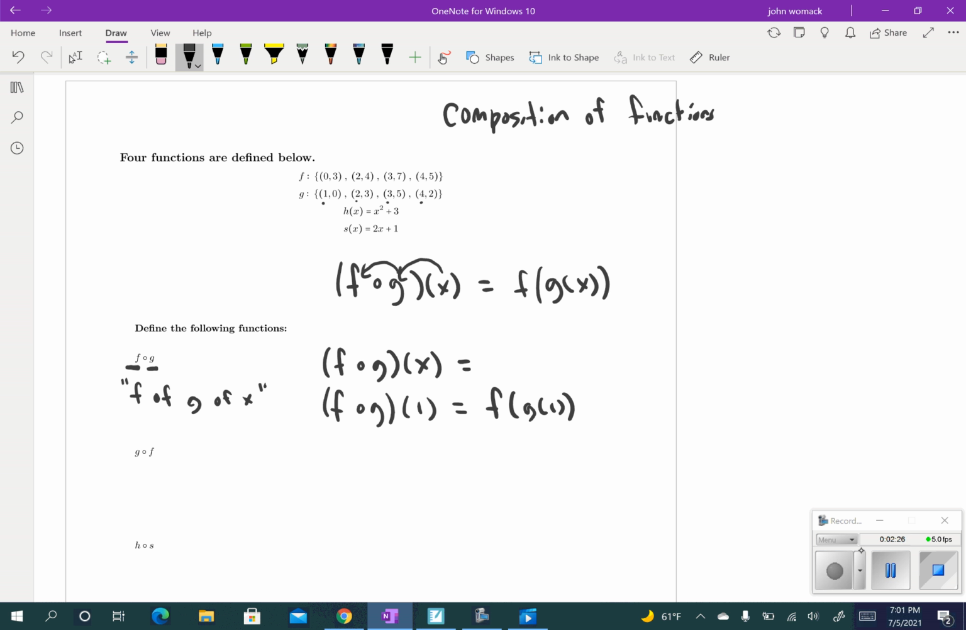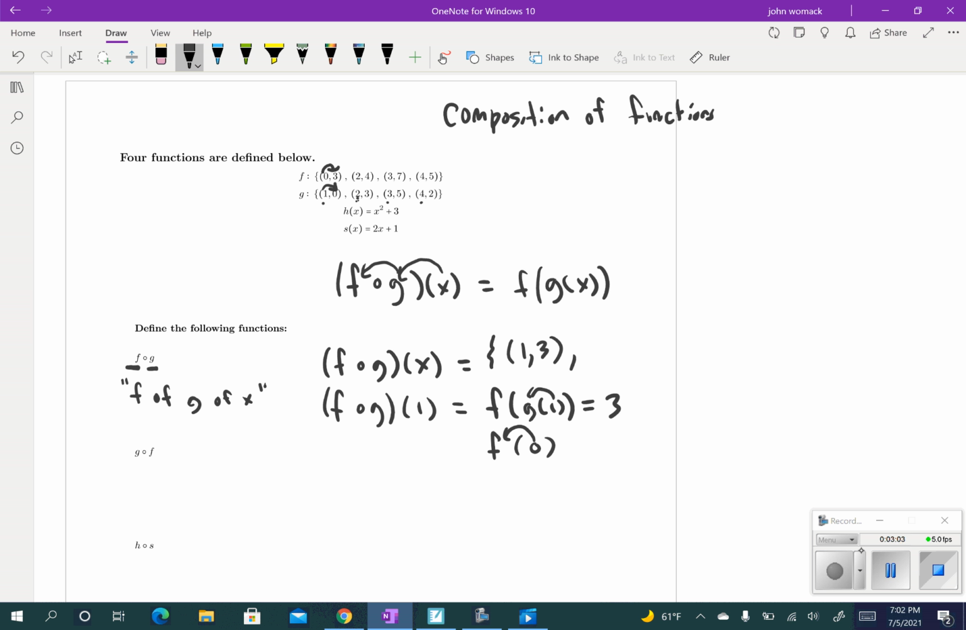So let's go up here. If I put 1 into g, I get 0 back out. So now I take my output of g, which is 0, and I plug it into f. So I put 0 into f, and I got 3 back out. So f of g of 1 is equal to 3. I plugged 1 into g and got 0, I took 0 into f, and I got 3. So if I want to make a list of points here for f of g of x, when I plugged 1 in, that was my first input, I got 3 back out. Okay, let's do the next one.